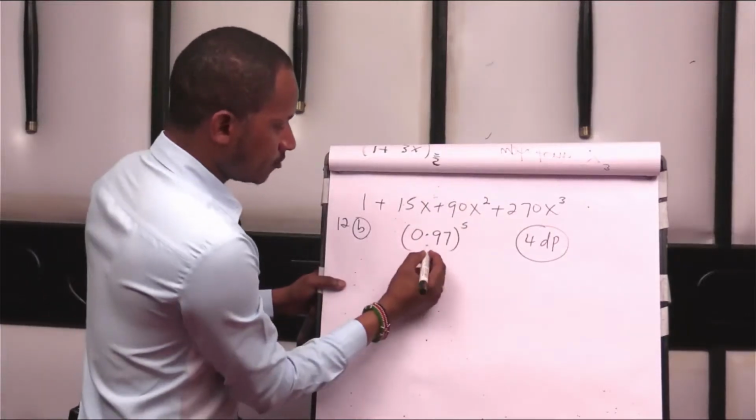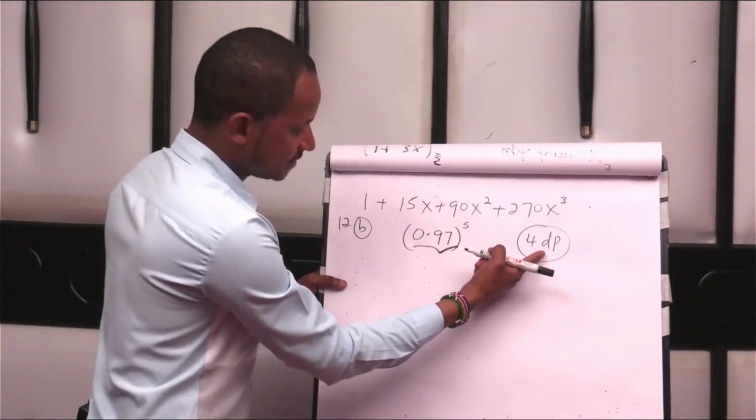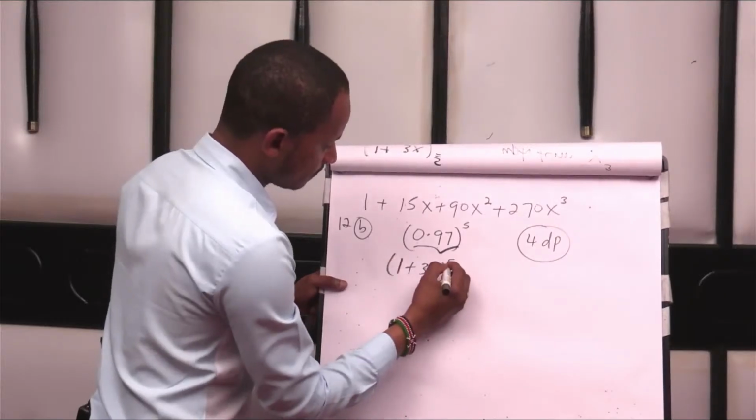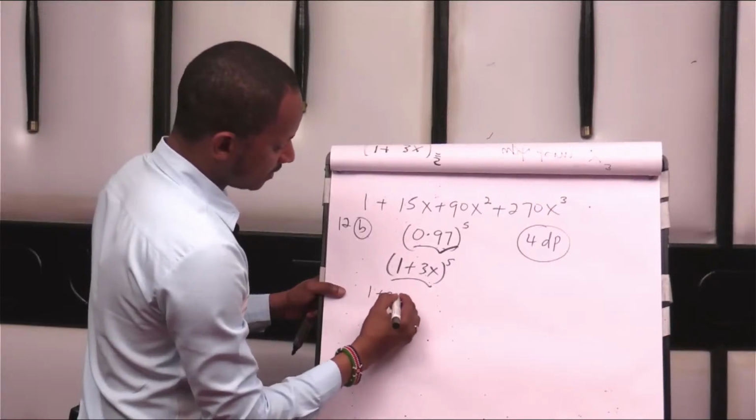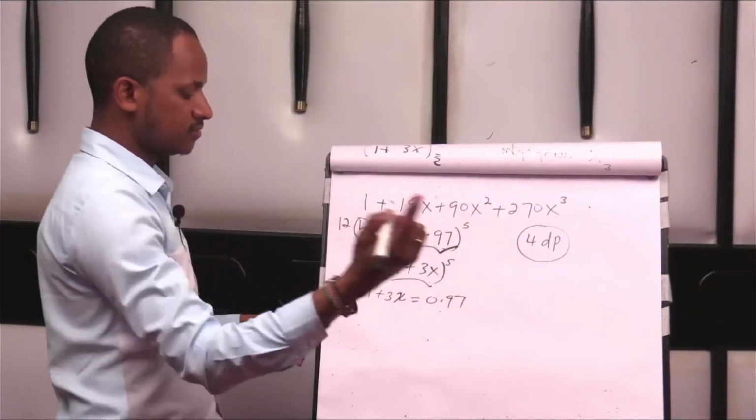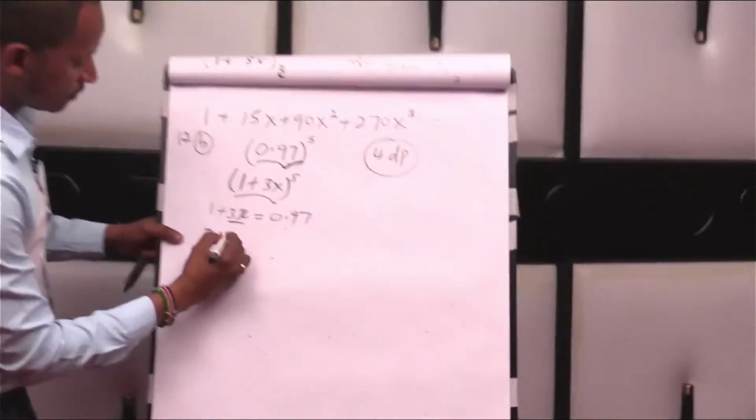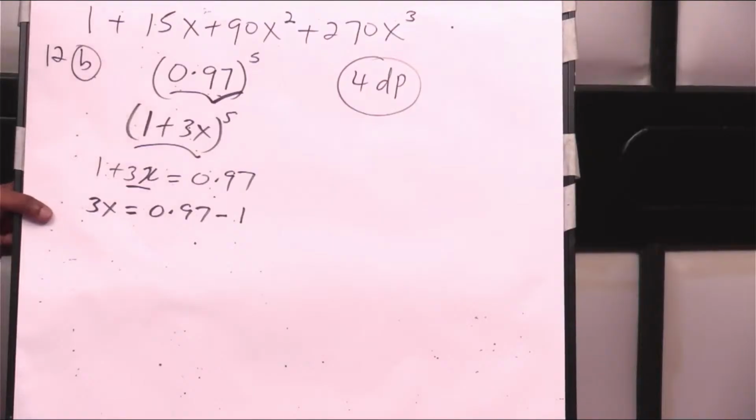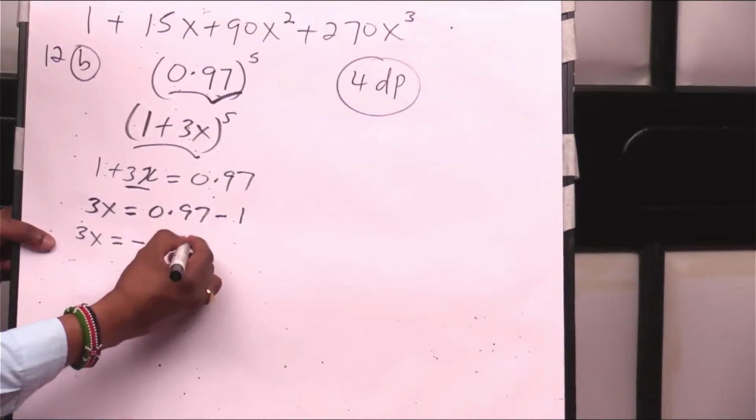Remember, you are told to estimate this value correct to 4 decimal places. We were given 1 plus 3x raised to power 5. So this and this, you equate them. 1 plus 3x equals 0.97. These powers, you just assume them. Therefore, 3x equals, collect the like terms, 0.97 minus 1. So 3x equals minus 0.03.